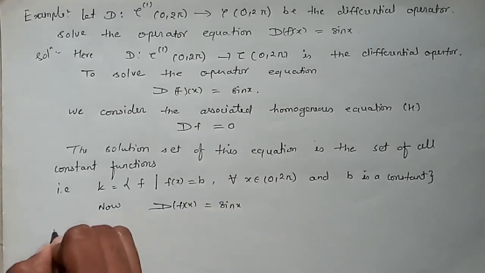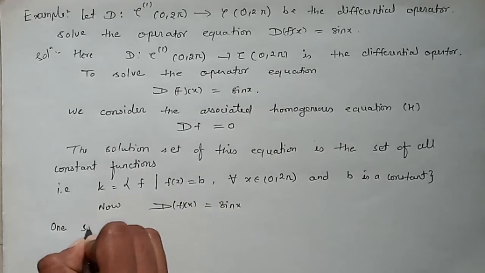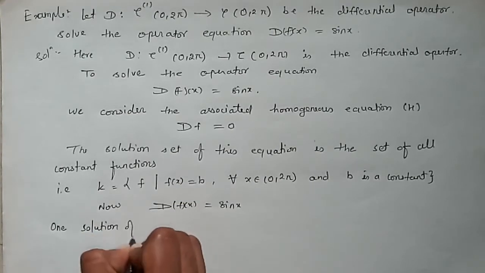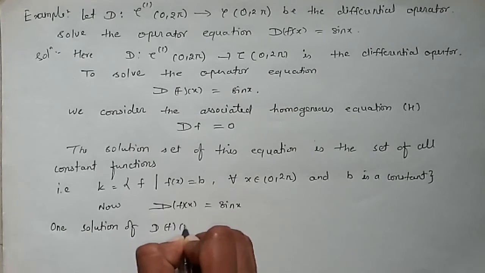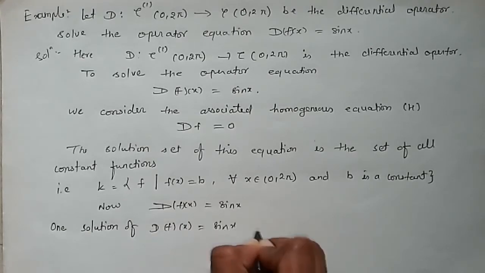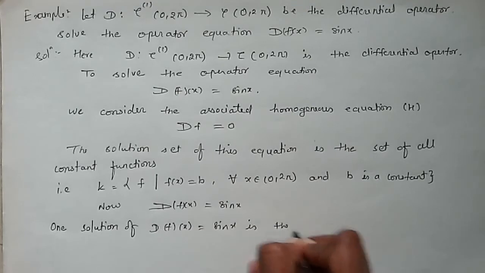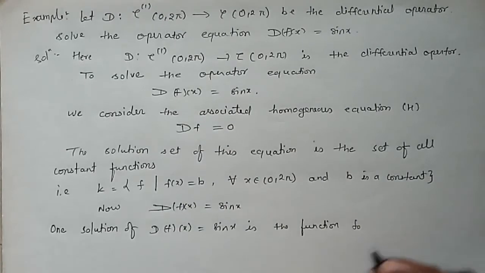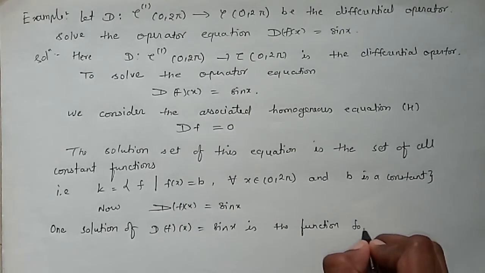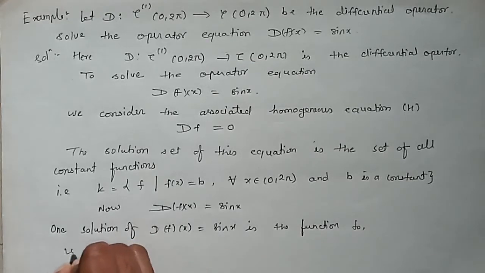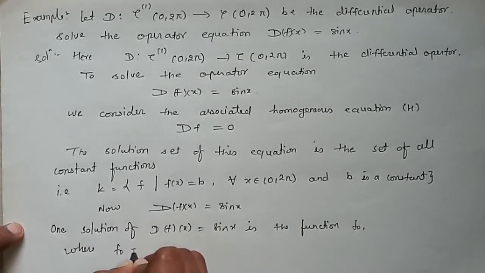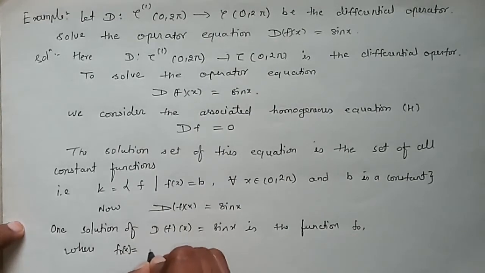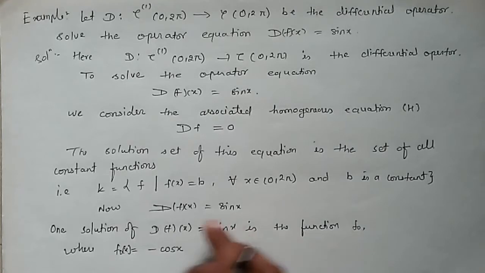Therefore one solution of D of f of x is equal to sin x is the function f naught. We are giving this the name f naught, where f naught of x is equal to minus cos x. So if we consider this as our f naught which satisfies the given equation, then we will try to prove that it's correct.